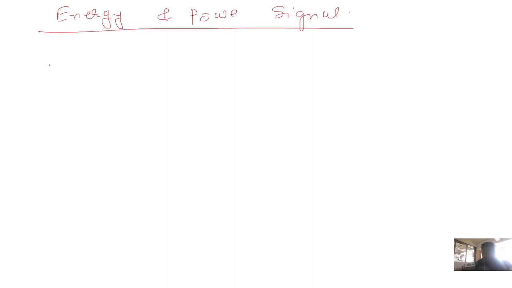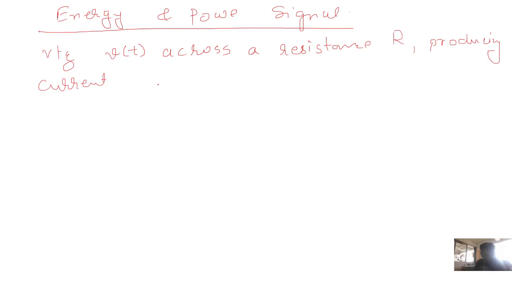Okay. So, next part is energy and power signal. Okay, let's consider that the voltage V of t across a resistance R is producing current I of t. Okay, so the power, or instantaneous power, understand this, it is an instantaneous power. Okay, this is important, so I am writing over here. Instantaneous power P of t is equal to V of t into I of t.